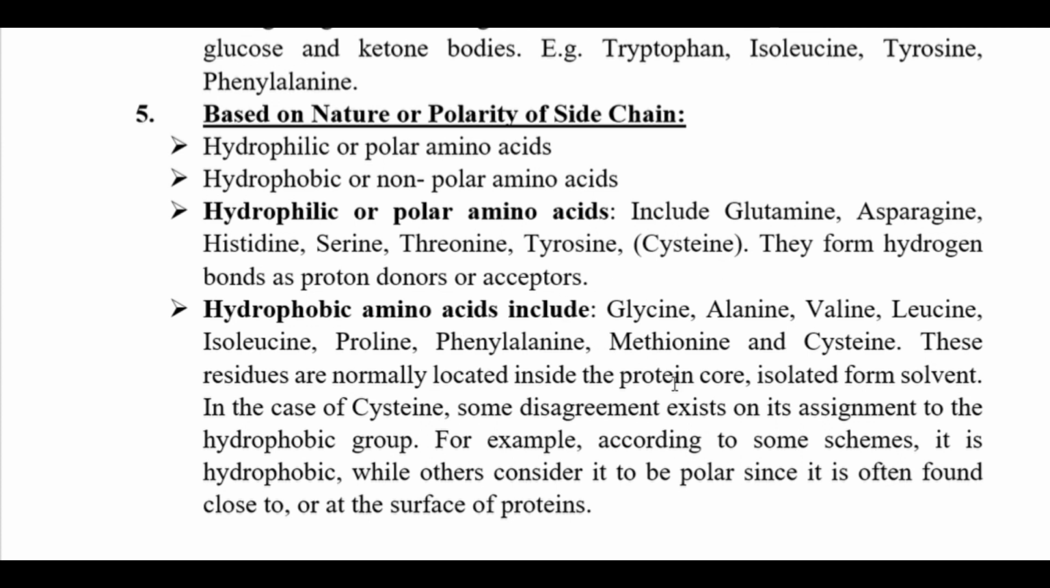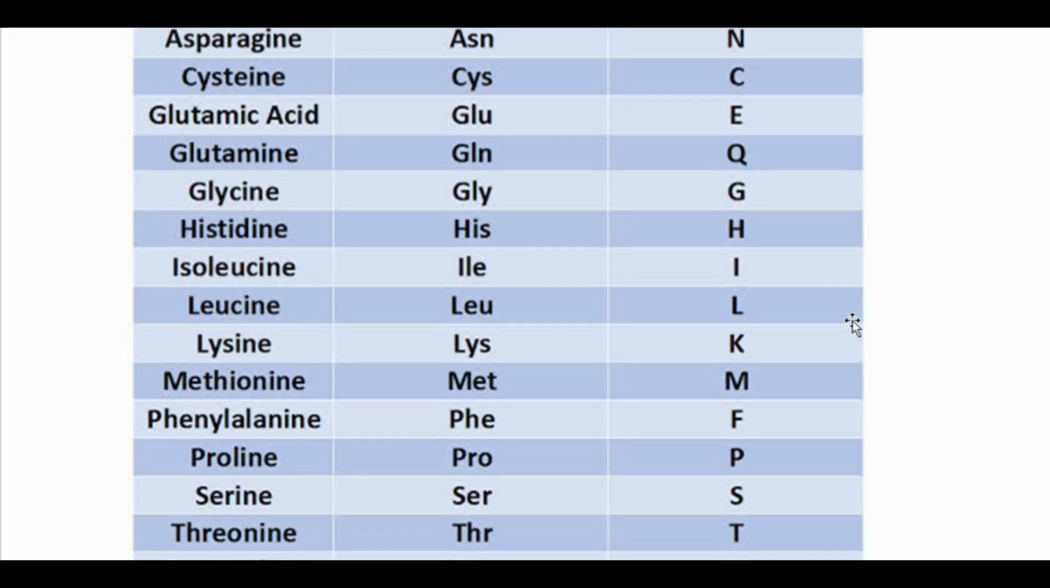Now, hydrophobic amino acids: hydro, water; phobic, fear. So, fear of water, those that cannot dissolve in water are hydrophobic amino acids. Examples are glycine, alanine, valine, leucine, isoleucine, proline, phenylalanine, methionine, and cysteine. These are the ones that cannot dissolve in water. So these are some of the classifications of amino acids.